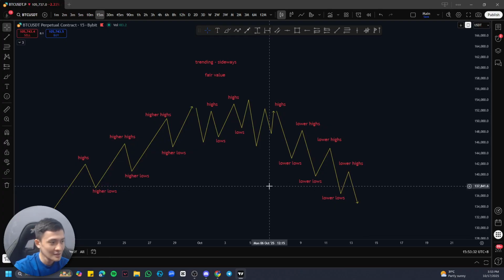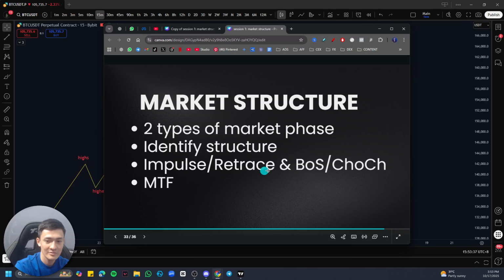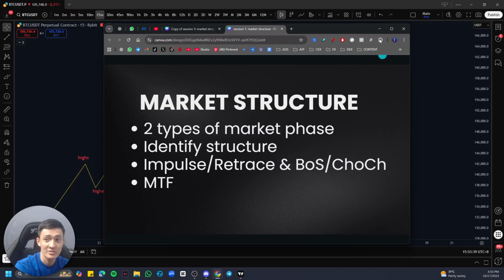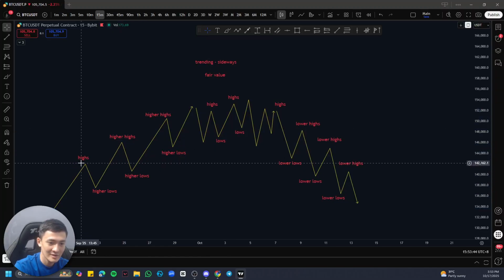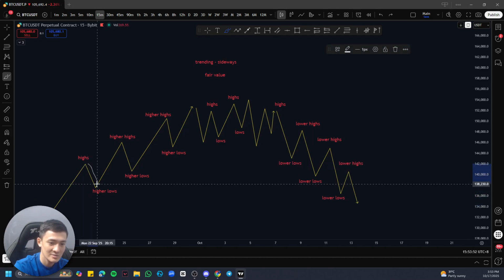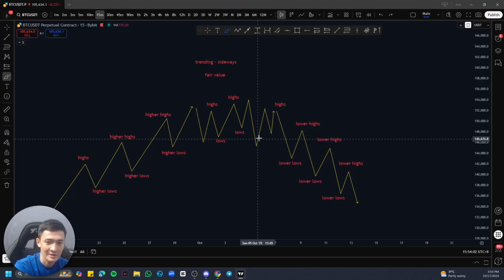Okay, so next let's talk about impulse, retracements, break of structure, and change of character. We've identified these pivot levels, the highs and the lows. After each pivot, we have these moves. After the high is created, we get a higher high, then this move here, then this move here, and it just continues like that. These have names too.